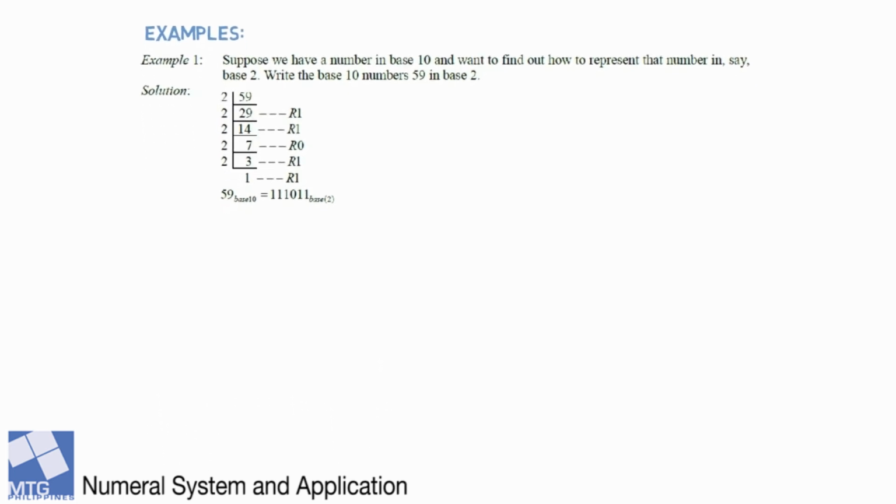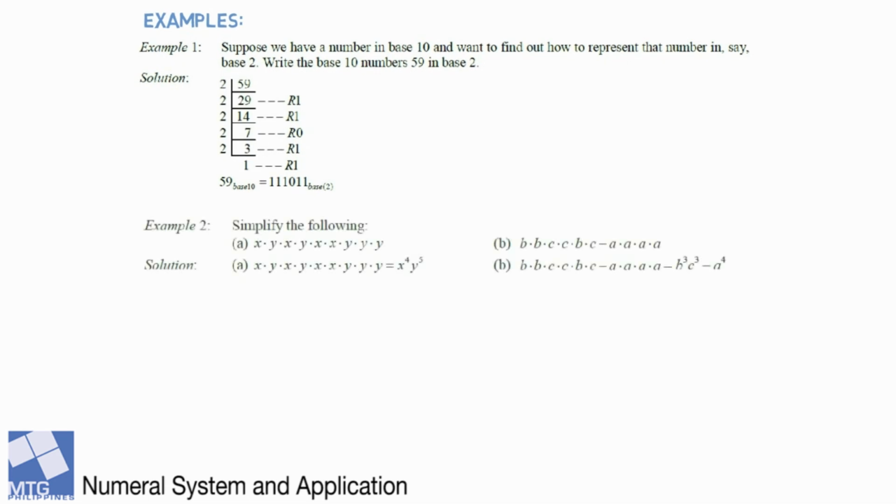For example number 2, take note that we have two expressions with factors that are the same. So for example number 1, we have x times y times x times y times x times x times y times y times y. Note that we can write this one in exponential form. We simply have to count how many x's we have and how many y's we have. Thus, we can simplify the term in A as x to the power of 4 times y to the power of 5.